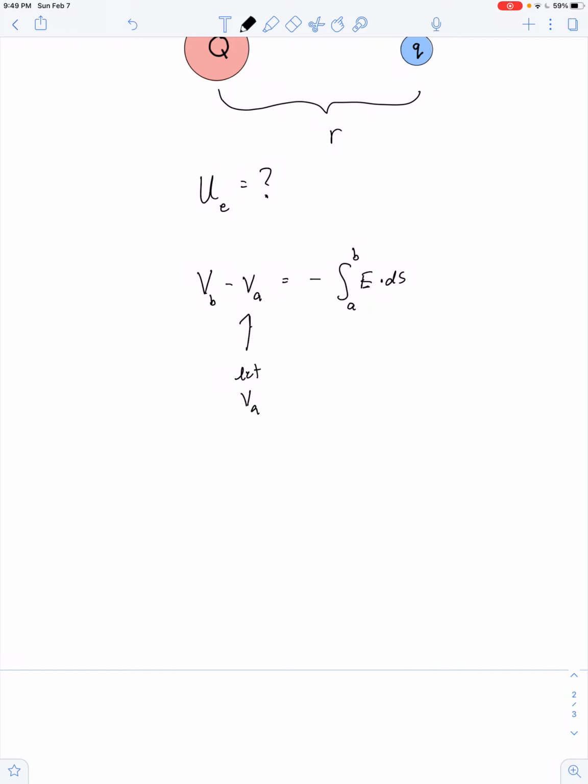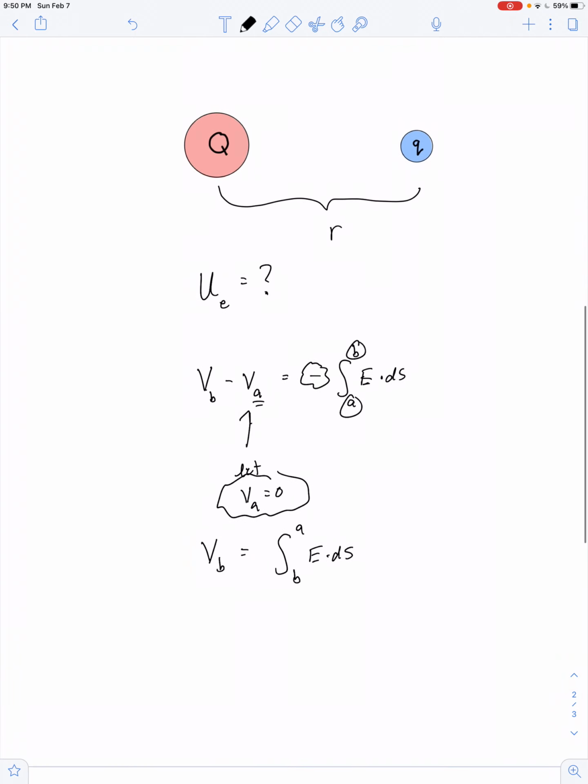Or if we let VA equal 0, then that means VB is equal to, we can change this to a positive as long as we switch our limits of integration. Okay, so where do we want to let the electric potential energy equal 0? In other words, what do we want to think of as position A? A common notation, we don't have to do it like this, but a typical one would be, say, let V equal 0 at some point really, really, really far away.